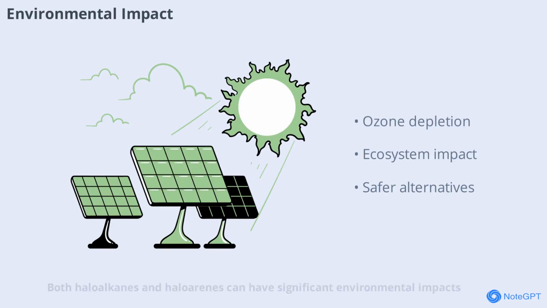Both haloalkanes and haloarenes can have significant environmental impacts. Some haloalkanes, like chlorofluorocarbons (CFCs), contribute to ozone depletion. Haloarenes, especially those used in pesticides, can persist in the environment and affect ecosystems. Understanding their environmental effects is crucial for developing safer alternatives and responsible usage.